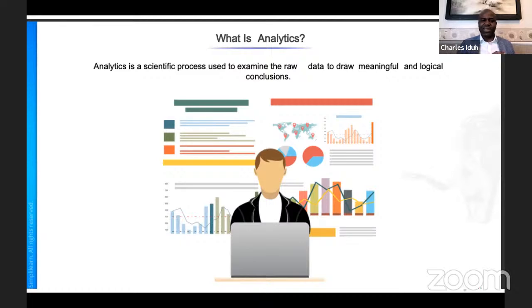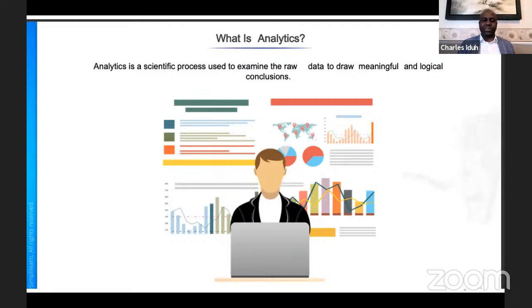It is a scientific process, okay? That is why in data analysis we have what we call the data analysis framework. We are going to get there. I'm going to show it to us, the data analysis framework, although that is where we'll be starting from next week. If you sign up for the full course, we drill deep into the data analysis life cycle, okay?